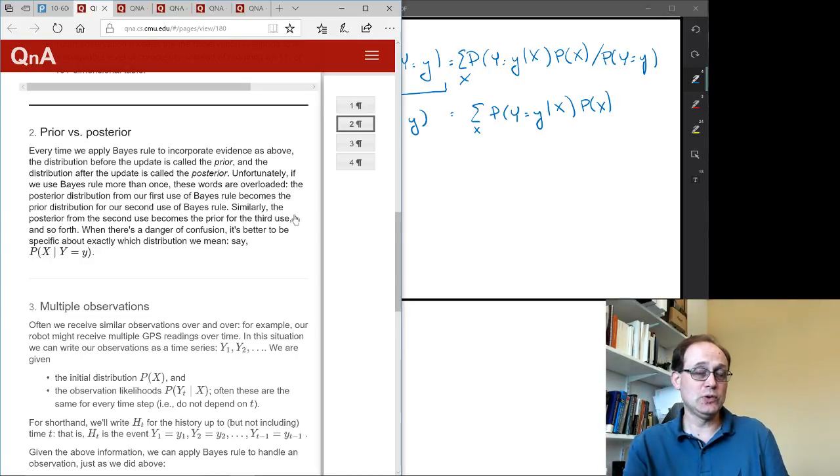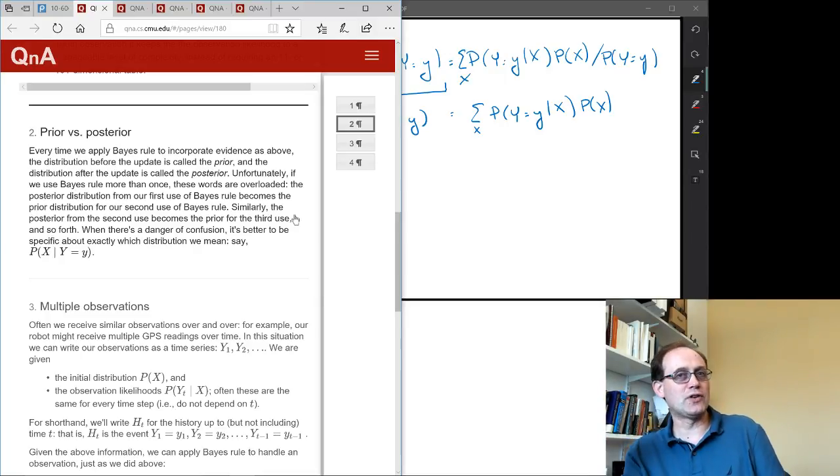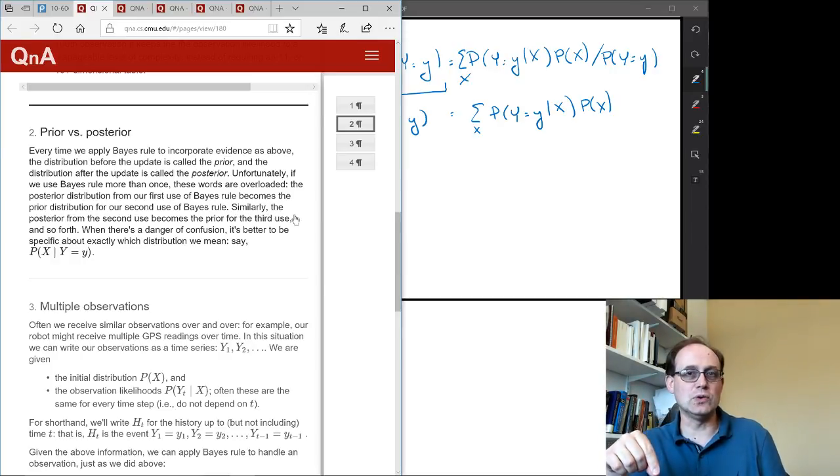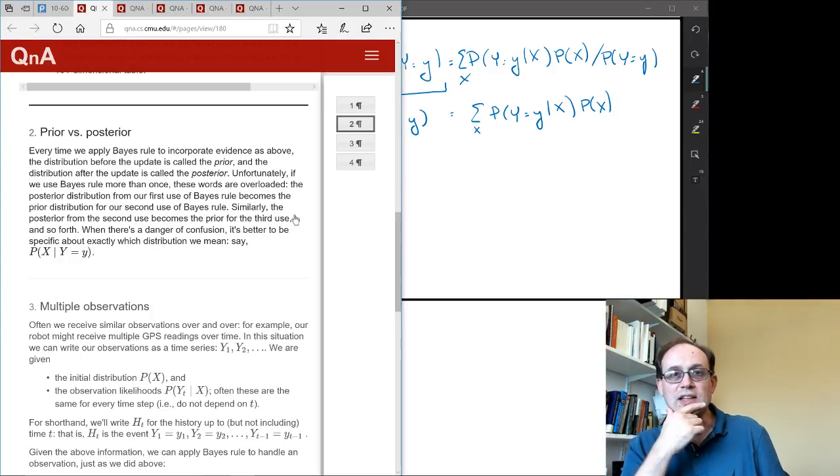If we apply Bayes' rule a few times, that leads to some ambiguity, because the posterior from our first application of Bayes' rule becomes the prior in our second application. And so prior and posterior are very convenient terms, but if there's a danger of confusion, it's a better idea to say exactly what distribution we mean, and I'll try and do that.